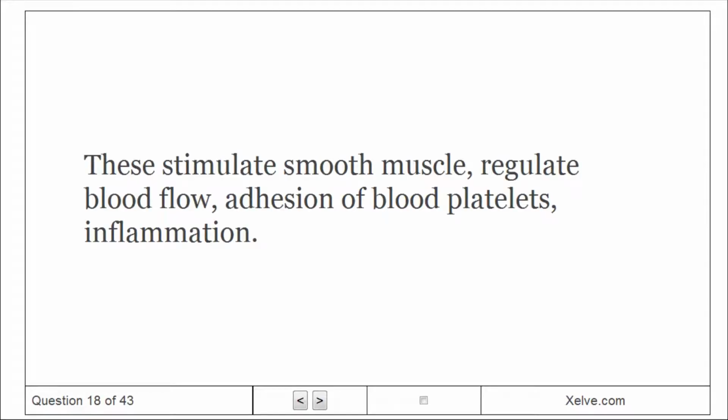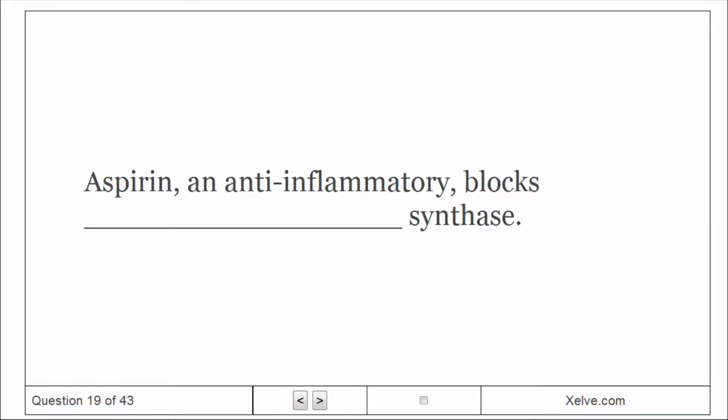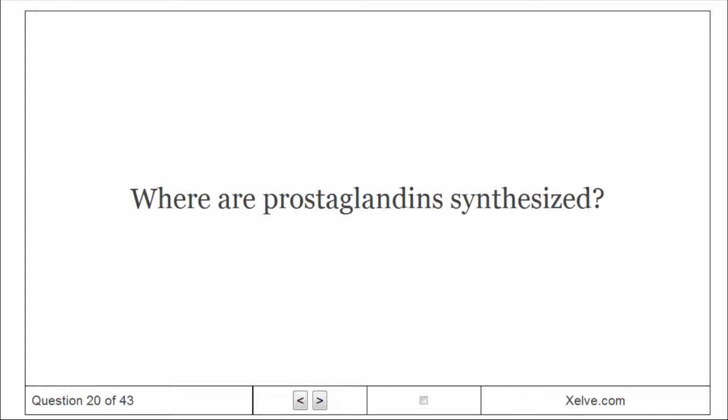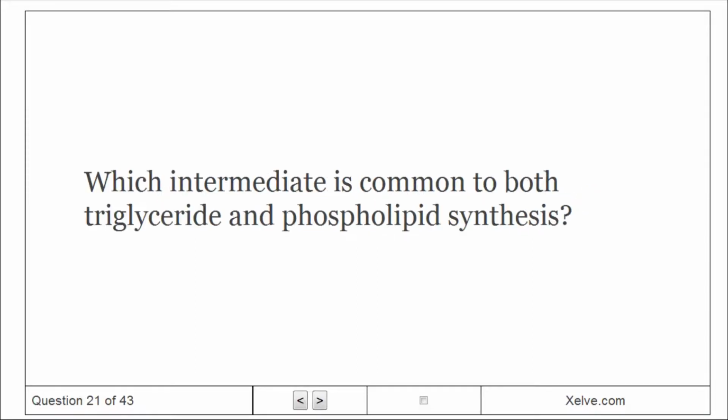These stimulate smooth muscle, regulate blood flow, adhesion of blood platelets, and inflammation. Prostaglandins. Aspirin, an anti-inflammatory, blocks blank synthesis. Prostaglandin. Where are prostaglandins synthesized? On smooth endoplasmic reticulum. Which intermediate is common to both triglyceride and phospholipid synthesis?